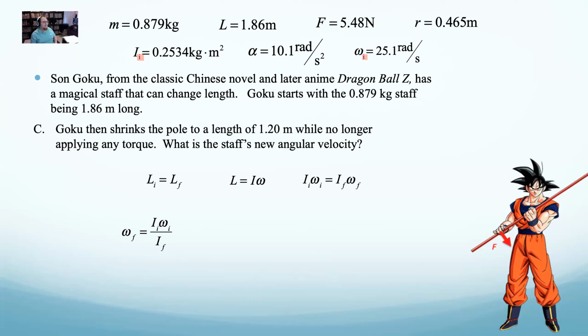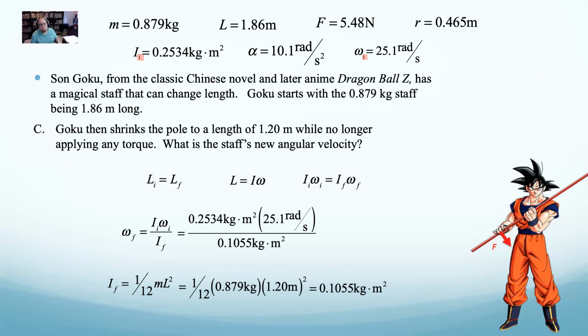I do still have to find I final, but I final is still 1/2 ml squared. I'll just use the new value for L and get a new value. And that'll allow me to plug in and get a value. And it will go from 25.1 radians per second to 60.4 radians per second.